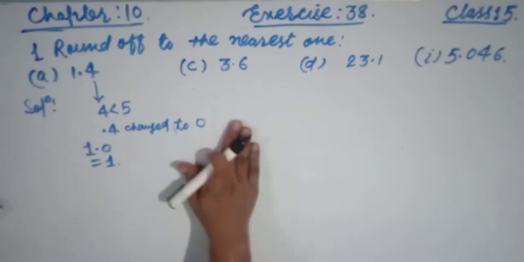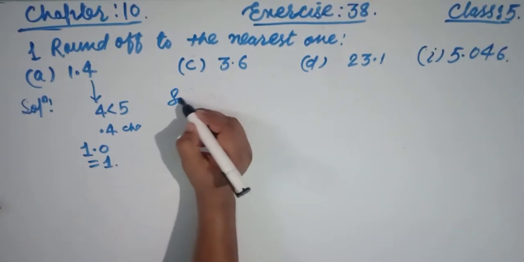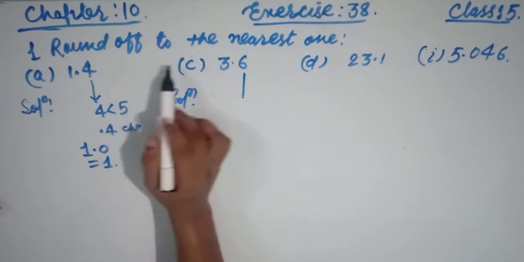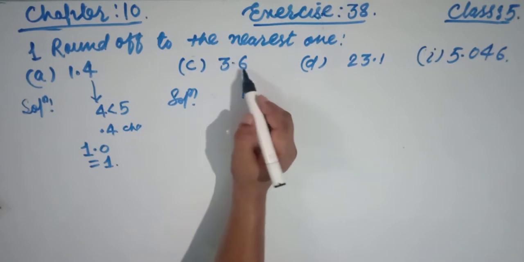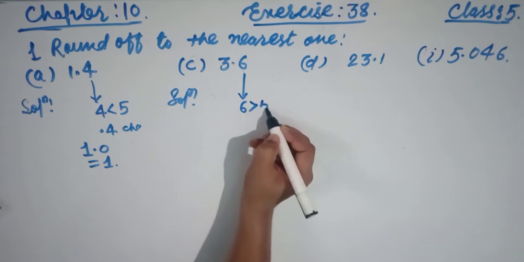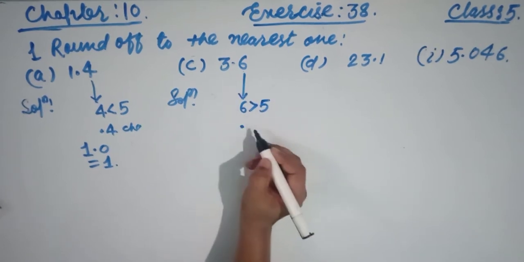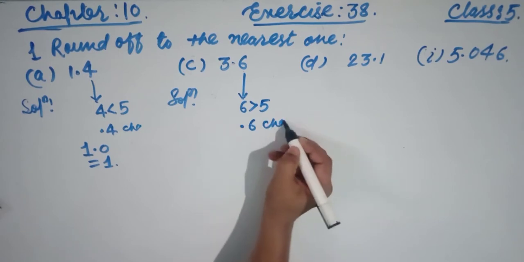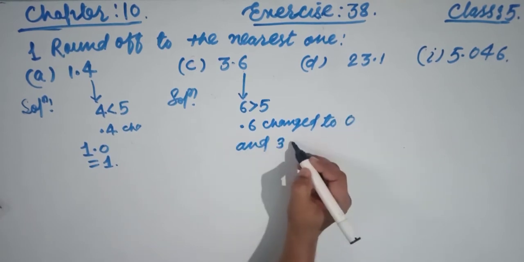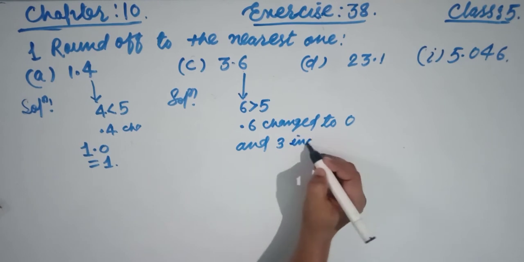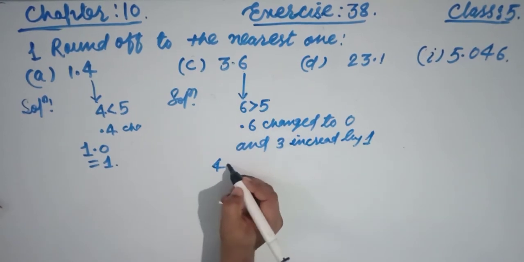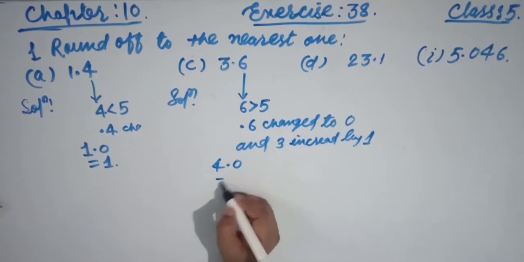Now see, friends, question C. Here 3.6. We have to round off to the nearest one. This 10th place digit is 6, friends, which is greater than 5. So this point 6 changes to 0, and 3 is increased by 1. That means 3 plus 1 is 4, and the decimal changes to 0. So 4 is the answer.